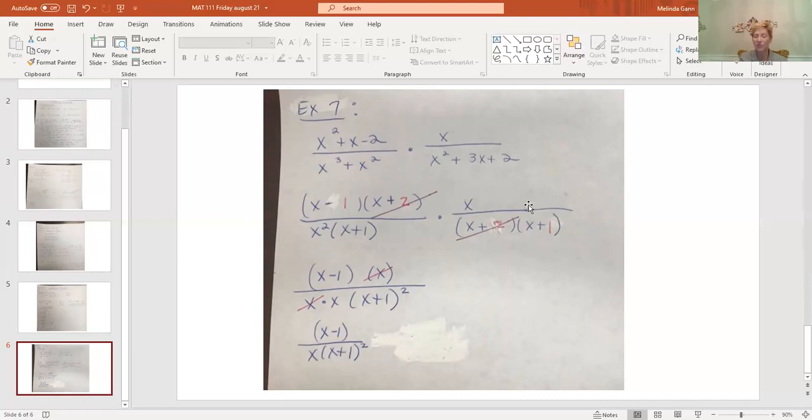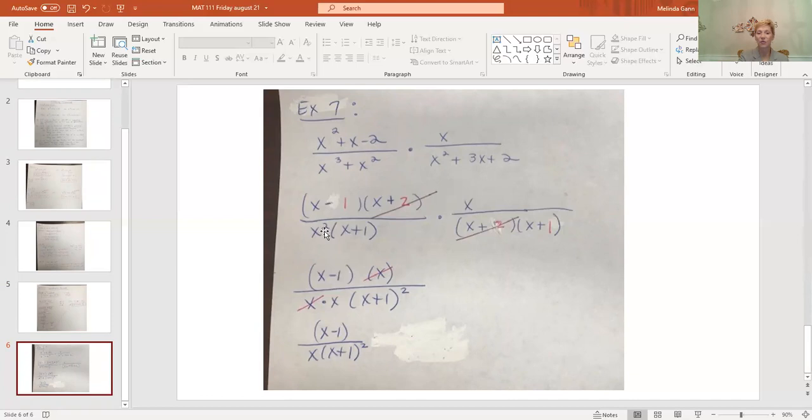It's like when you had fractions with numbers. If you've got something on the top that matches something on the bottom and you're multiplying, you can divide them out and get a 1. So this x minus 2 divides this x minus 2. They divide to 1. So they're gone. So that left me this x minus 1 and this x squared and this x plus 1.